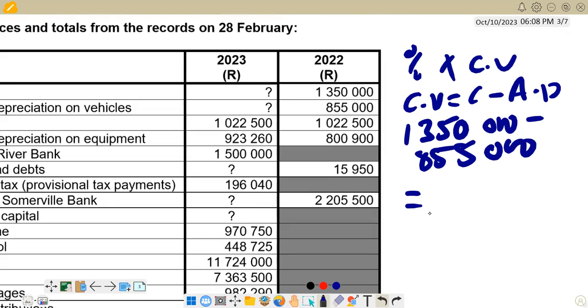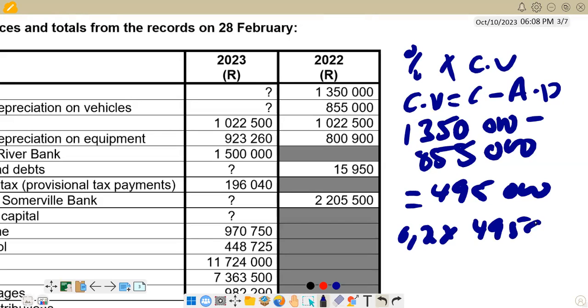So when you find that figure, when you calculate that 1,350,000 minus 855,000, let's try to calculate that one so that we see what we are supposed to get there. We get 495,000. So 495,000 is our carrying value. So our depreciation is 20%. So you're going to say 0.2 times the carrying value, which is 495,000.